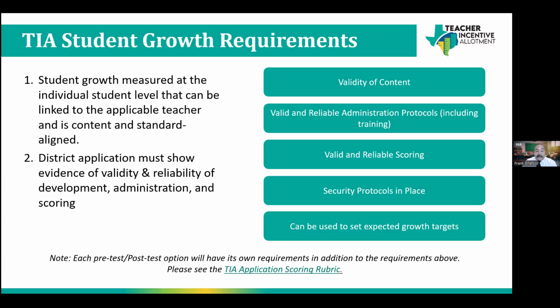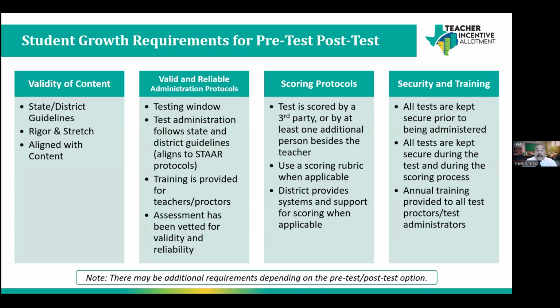Again, the application scoring rubric is going to be a very important instrument for you as you are building out your system. The student growth requirements for pre-test and post-test. As I said earlier, go back to that rubric if you have any questions. But I want to note this is kind of what we're looking at when you submit that application. And so for validity of content, that would mean does it follow those state and district guidelines? Is there rigor and stretch? Is it aligned with the content standards?